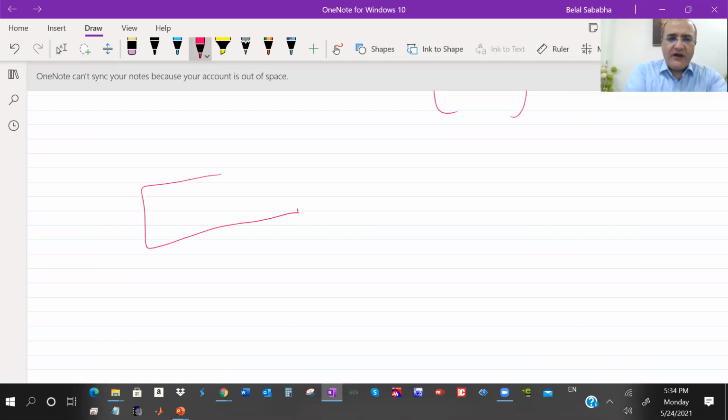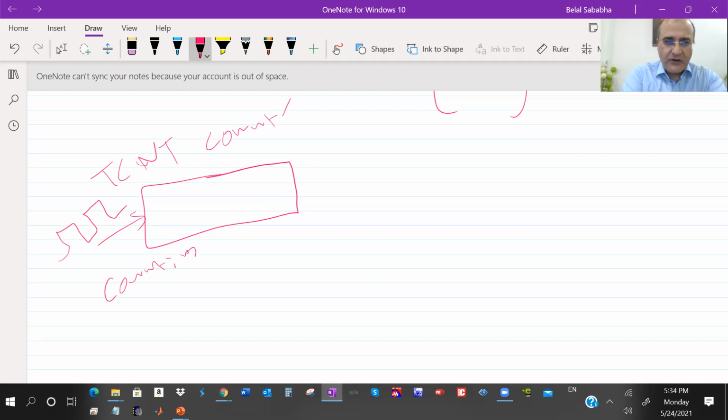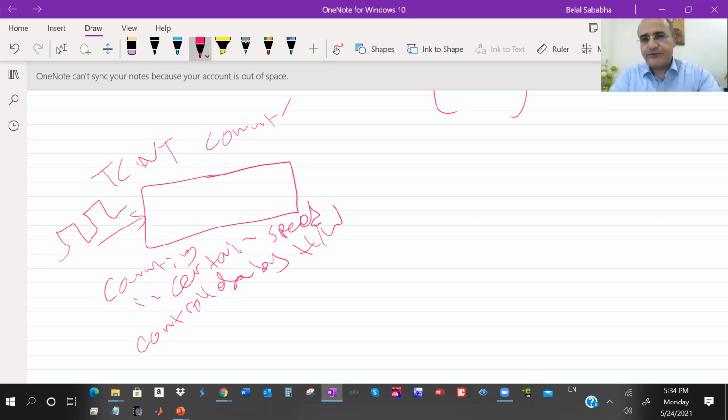So we have a Tcnt counter. Okay, counter. This is running in the background, always, and if you enable it, counting at a certain speed controlled by hardware, and counting in the background.